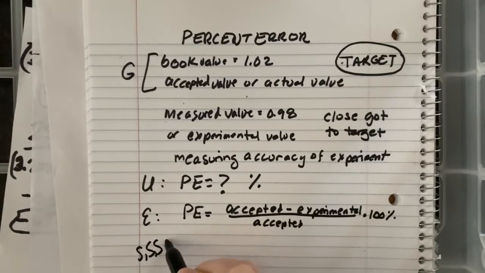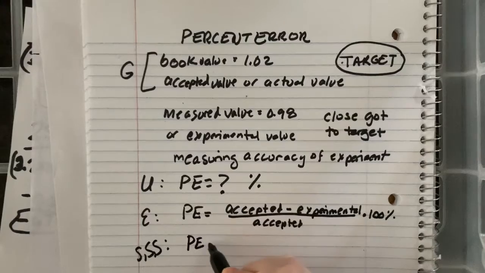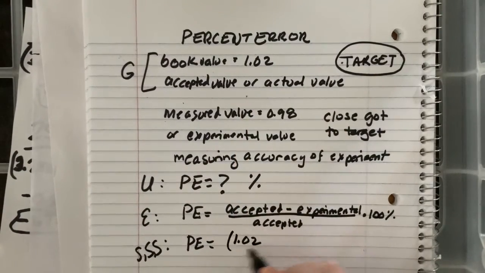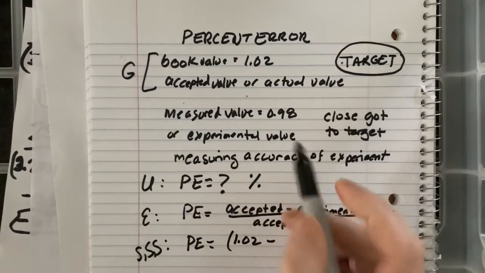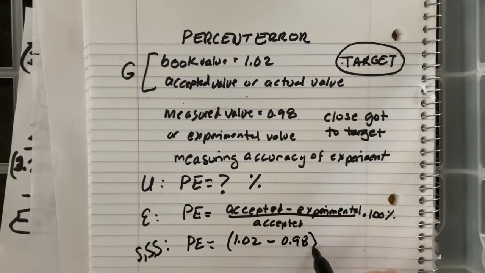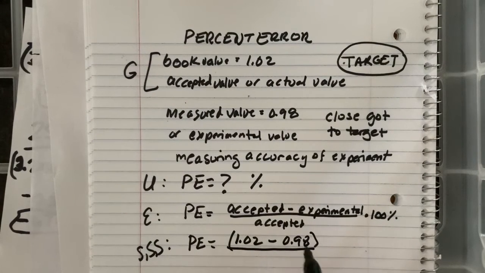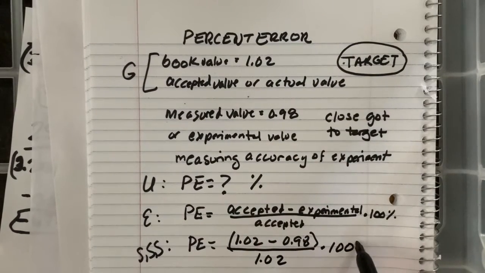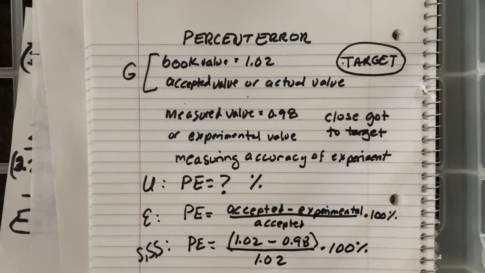Substitute, solve, sig figs. Percent error is equal to our accepted, which is our book value, 1.02, minus our experimental, 0.98. I'm going to put parentheses around there because I have two things that are going to be in my numerator. So I know I have to do that first or use parentheses in my calculator. Divided by the accepted value, 1.02, times 100%. So I'm going to show this in the calculator two ways because people tend to get confused about how to put it in the calculator.